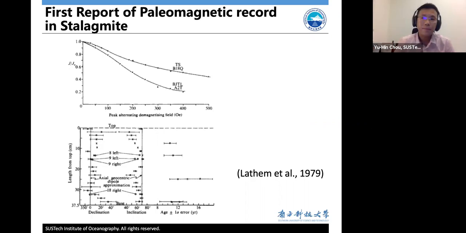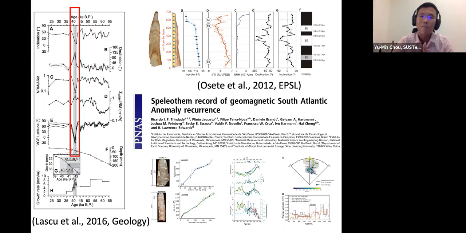However, in recent years, many people have tried to return to speleothem for paleomagnetic study again, because of the development of the magnetometers, the superconducting magnetometers. We can take the very weak signal from our samples, and also the uranium-thorium dating technique. The development of the uranium-thorium dating technique helps us to get a good chronology for our samples.